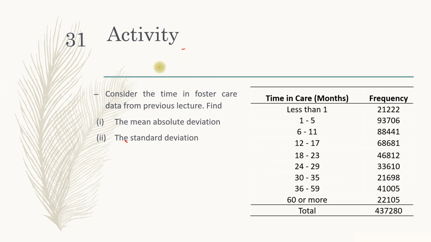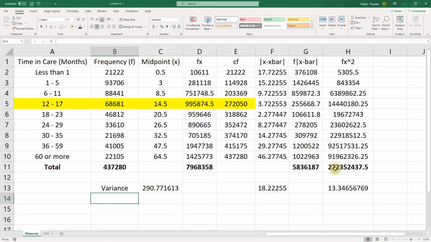So let me just write it down there for you to see what's going on. We have already done the mean absolute deviation. I'm talking about the variance now. To find the standard deviation, we need to start with the variance. So the sum of fx squared, it's not going to be easy to remember that, but we'll try our best.